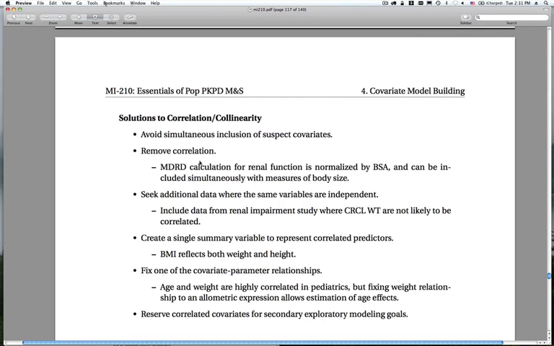And then finally, you might want to reserve the correlated covariates for secondary goals. Eliminate them from your first pass here for those effects that you really want to make inferences about. But you might include them later on as an exploratory modeling objective.